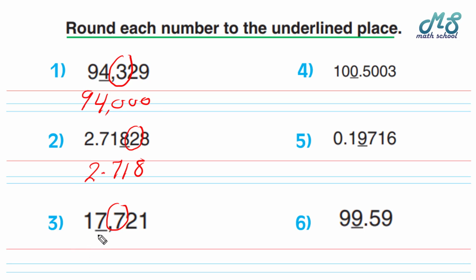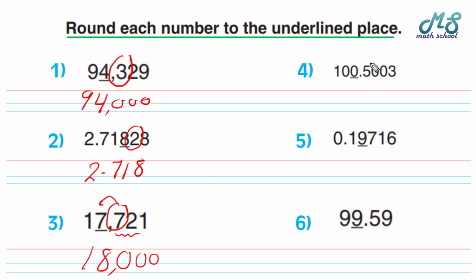Next, the underlined digit is 7, circled digit is 7. 7 is 5 or more, is more than 5, so you have to change 7 to be 8. So write 1, 8 and change all digits to its right to be zeros, so we get 18,000.